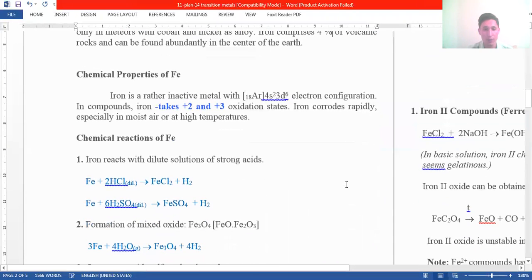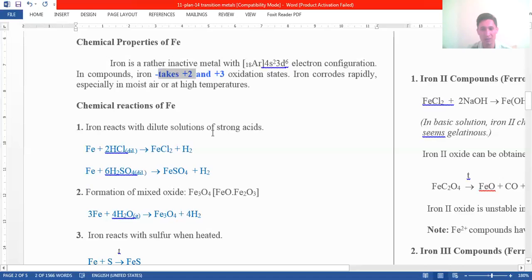Okay. Chemical properties of iron. Iron can take +2 and +3 oxidation numbers. If it takes +2 oxidation number, it's called ferrous. If it takes +3, it's called ferric. Or you may write it like iron(II) oxide, for example, or iron(III) oxide. Chemical properties means reactions, so let's continue with reactions.